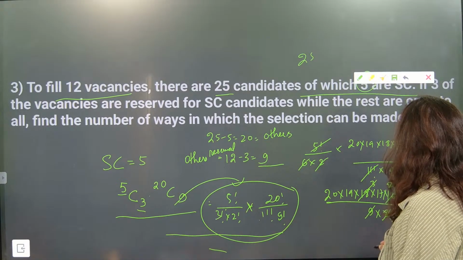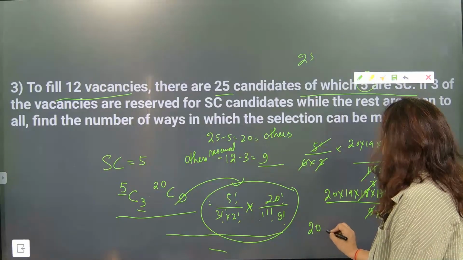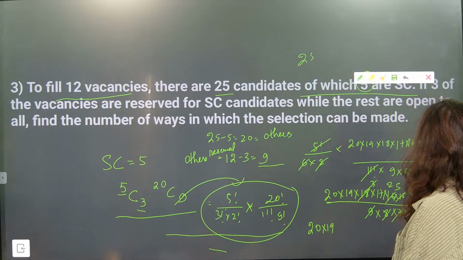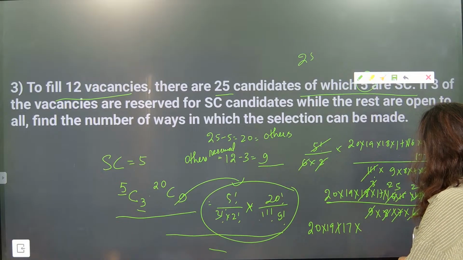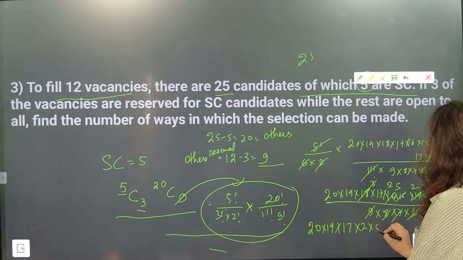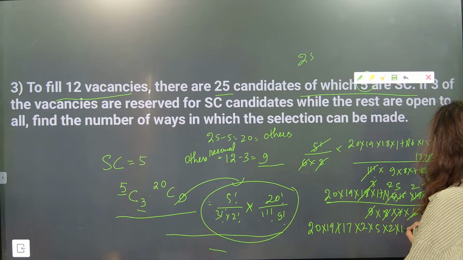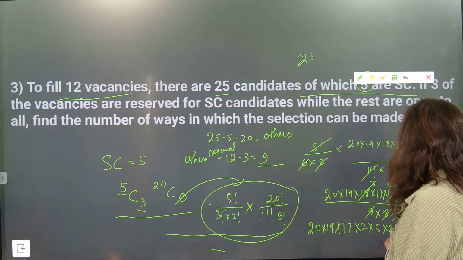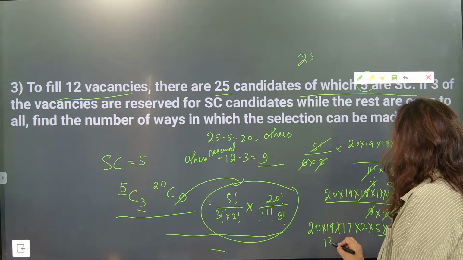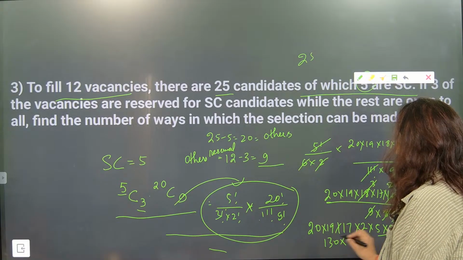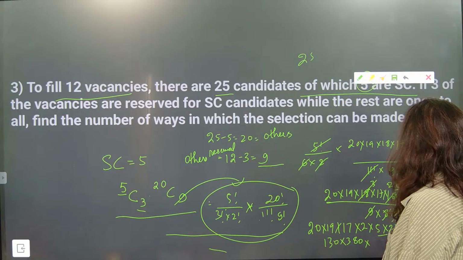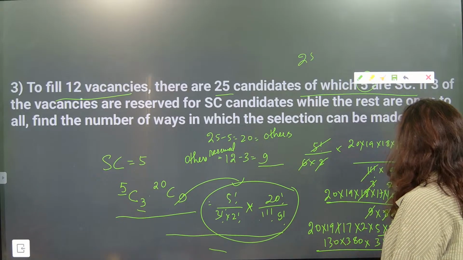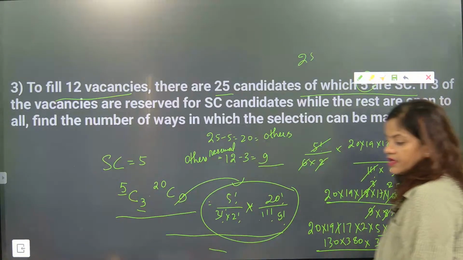So definitely what we will do, it is coming 20 into 19, here into 17, into 2 into 5, 2 into 30. It is coming as 10, 130. 130 into 2 nines are 18, 380 into 2 sevens are 14, 2 ones are 2, 3, 34. So this one we will multiply, we'll get the answer.